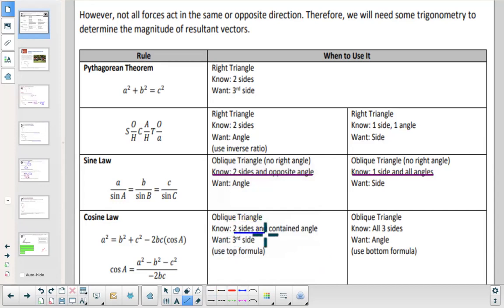You want to make sure that you have two sides and a contained angle when you're using the cosine formula. The easiest one to remember is if you know all three sides and you're solving for an angle, that's the other situation where you're using the cosine law. So, back to the parallelogram method.